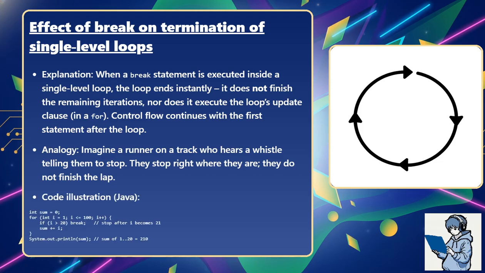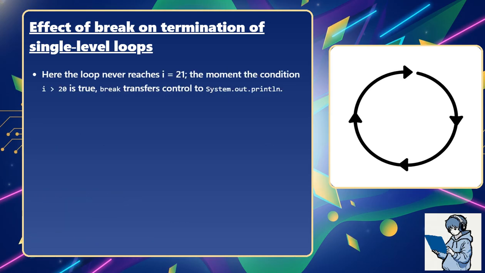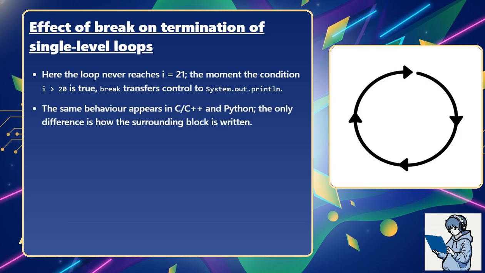int sum = 0; for (int i = 1; i <= 100; i++) { if (i > 20) break; // stop after i becomes 21. sum += i; } System.out.println(sum); // sum of 1 to 20 equals 210. Here the loop never reaches i equals 21. The moment the condition i > 20 is true, break transfers control to System.out.println. The same behavior appears in C/C++ and Python. The only difference is how the surrounding block is written.